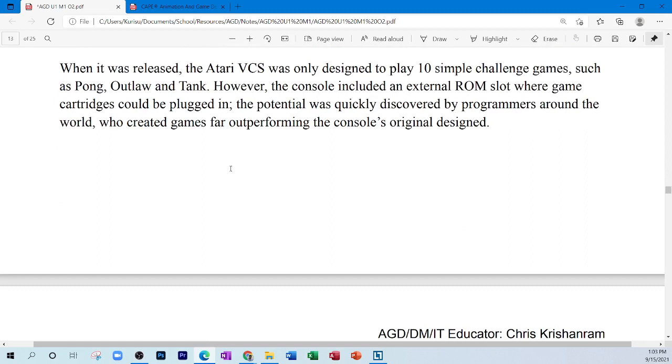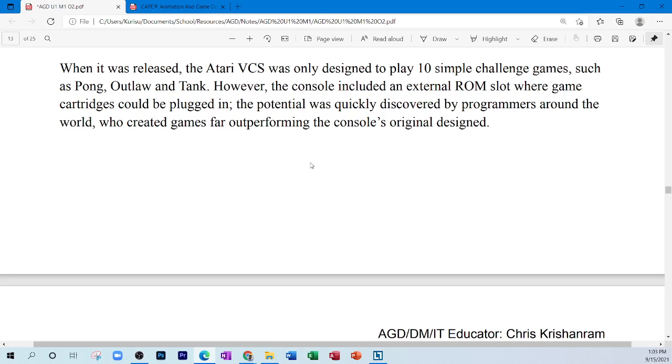When it was released, the Atari VCS was only designed to play 10 simple challenge games, such as Pong, Outlaw, and Tank. However, the console included an external ROM slot where game cartridges could be plugged in. The potential was quickly discovered by programmers around the world who created games far outperforming the console's original design.